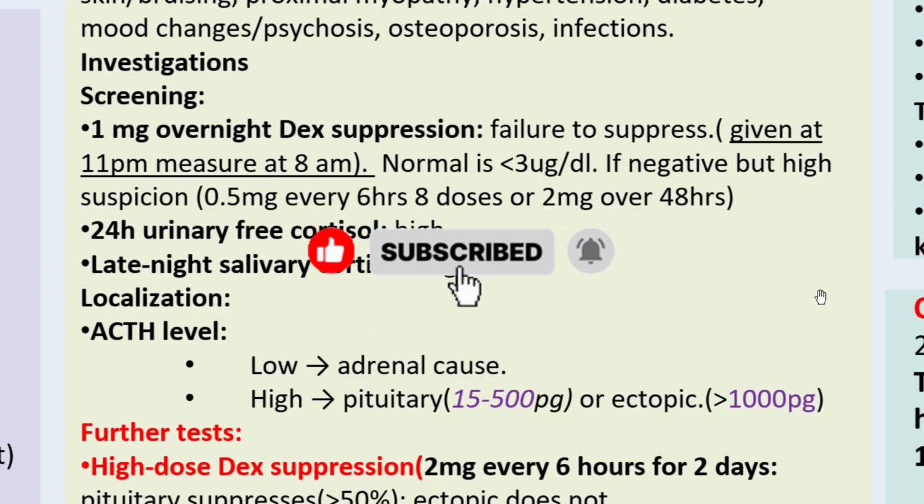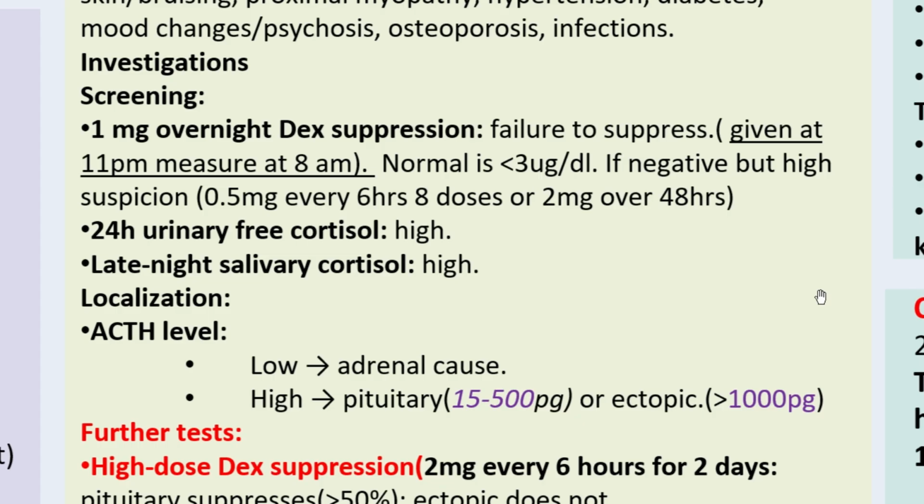So 0.5 times 8 is going to be around 4 milligrams, given over 8 doses 6 hourly. Then you can do 2 milligrams over 48 hours. And all you're doing is trying to suppress the cortisol. If you fail to suppress the cortisol, then you know you're dealing with hypercortisolism.